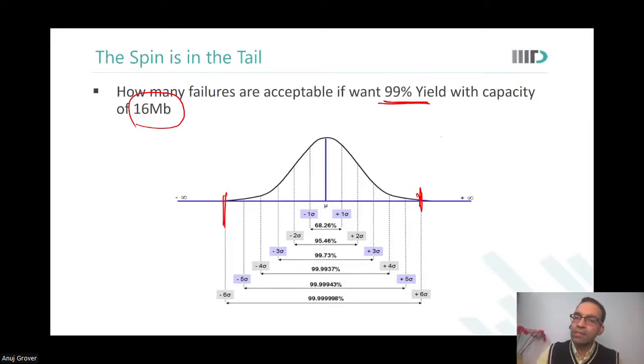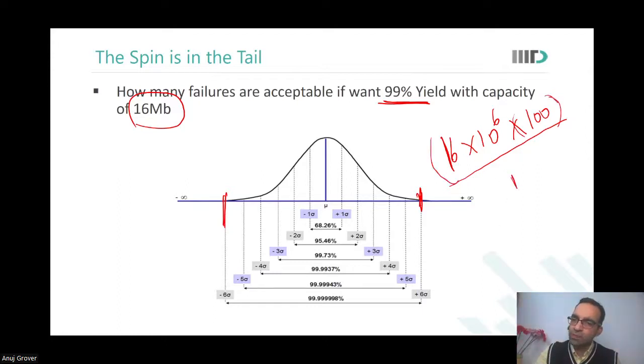Because 16 MB means 16 into 10 raised to power 6 into 100. So these many memory cells we are talking about, 100 dies. And of this you say one should fail. So there can be only one failure in these many samples. And that, you will see, means so many 9s before you get a first 8. That is why we need to go to plus minus 6 sigma analysis in our designs.